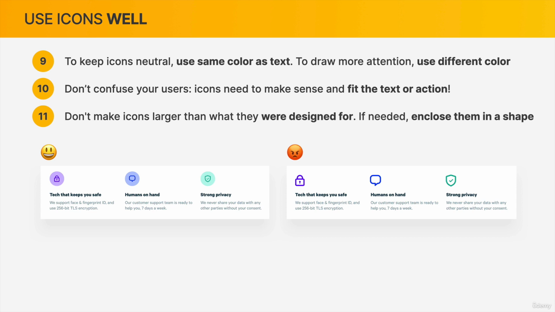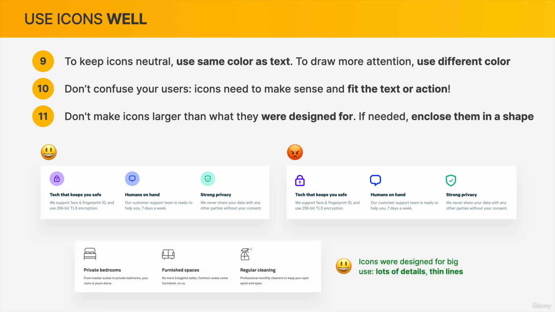Now, on the other hand, some icons were clearly designed to be used in a big way, like these ones here. And we can identify icons like that, so icons that we can make really large, by the lot of detail that they contain. And usually icons like these also use very thin lines, which keeps the icon light as we scale it up. All right, so these are my 11 guidelines for using icons. And so now let's use some of them in the real world right in the next lecture.